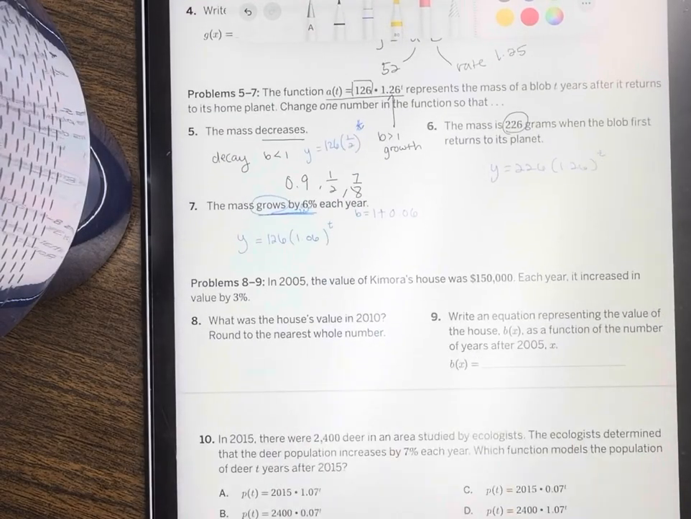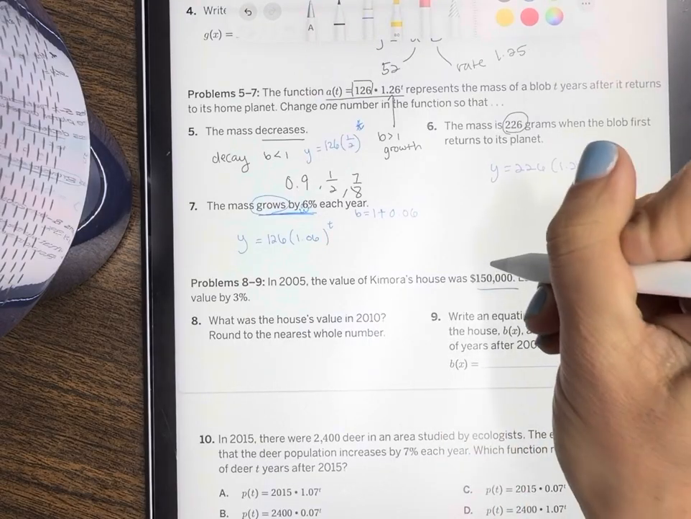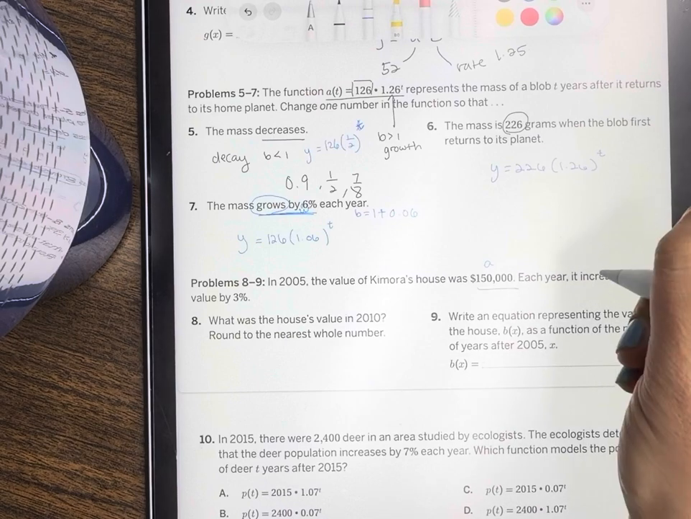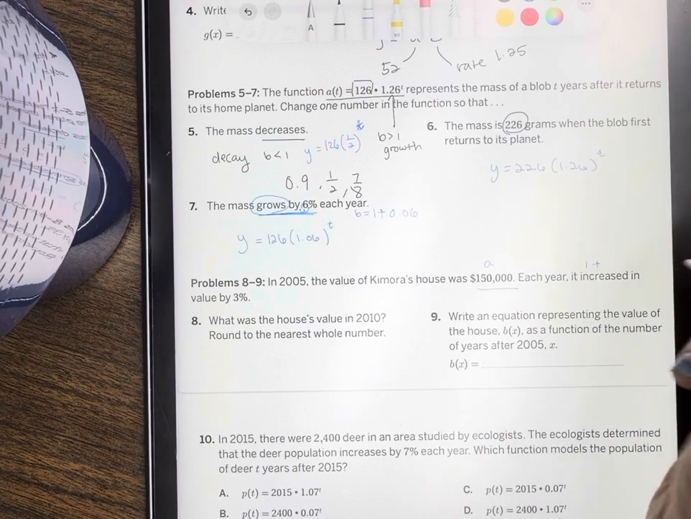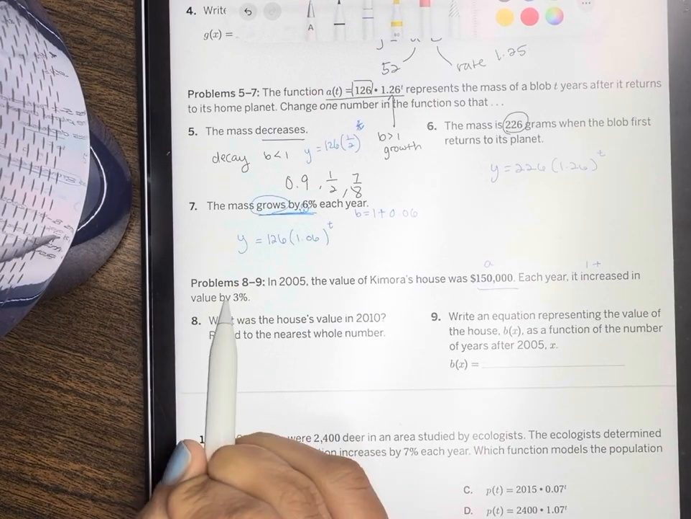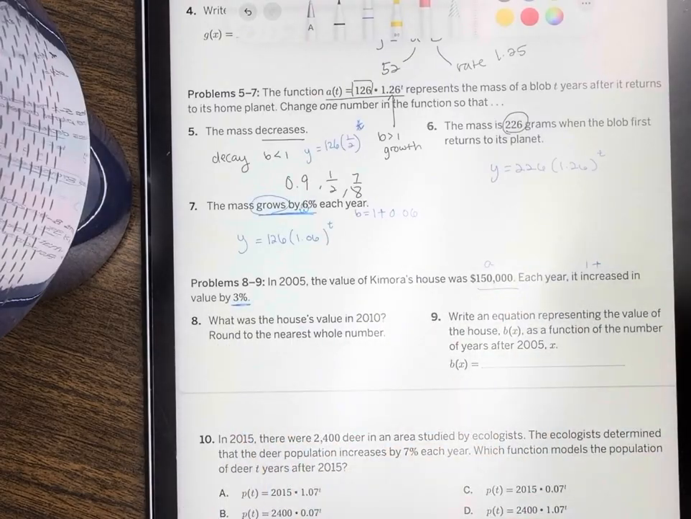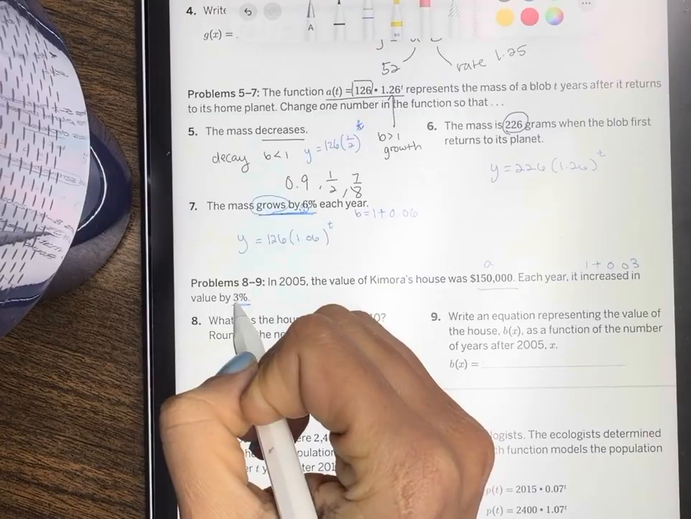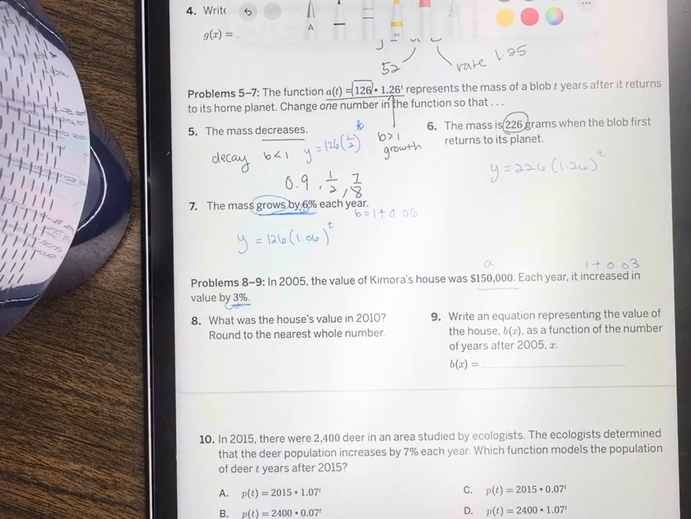Okay, number 8. In 2005, the value of Kimura's house was that much. It sounds like an A value to me. Each year it increased, that looks like a 1 plus something, by 3%. So 0.03, okay? Remember, the decimal moves twice to the left in a percentage. So what was the house's value in 2010? Round to the nearest whole number.